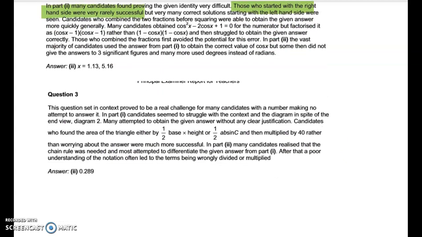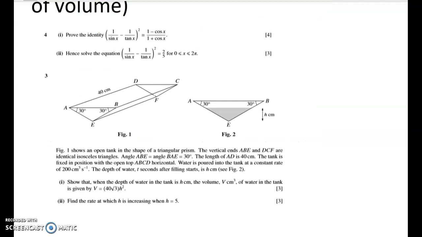Okay, the second question says that because it was set in context, it proved to be a real challenge with a number not even trying it. Okay, and it said it was best if you found the area of the triangle by half the base times the height, or the other version, half AB sine C. It went better if you didn't try and simplify too early. And most people realised that it was a chain rule question in part 2. Okay, but so well done if you got those 2 questions.